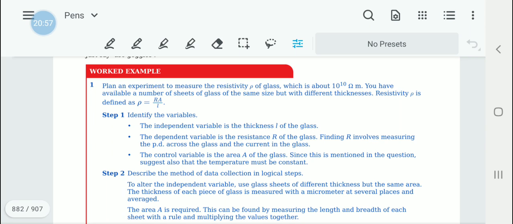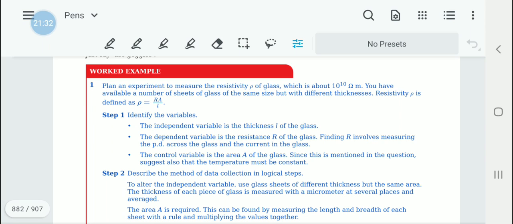Now you need to plan the experiment to measure the resistivity of glass, right? Everything that you know about resistivity should come flooding into your head. So the resistivity of glass is about 10 to the power 10 ohm meters. Then they have given the instruments. You have available a number of sheets of glass of the same size but with different thicknesses. Resistivity is defined as rho equals Ra upon L.